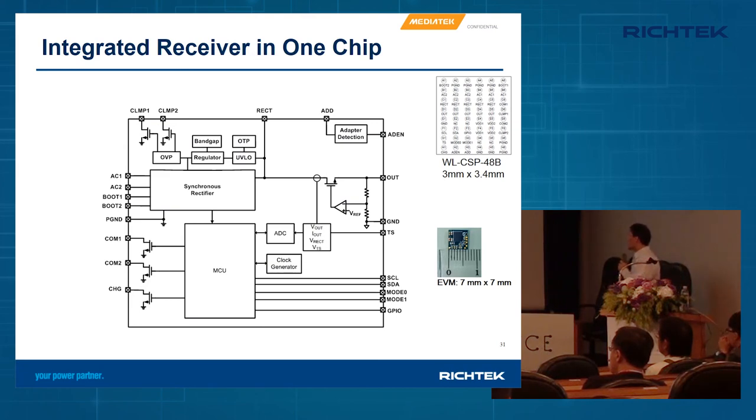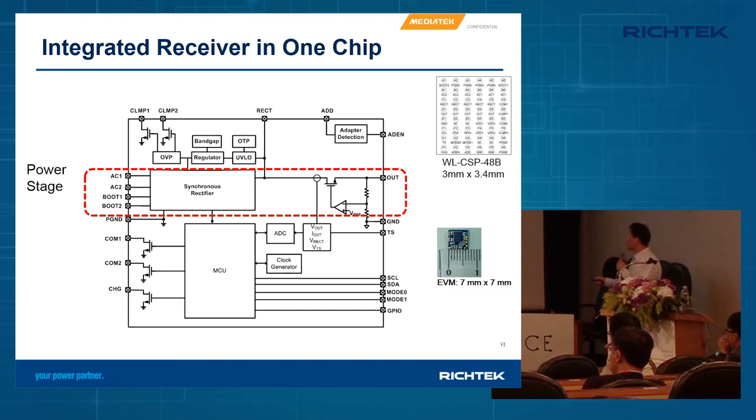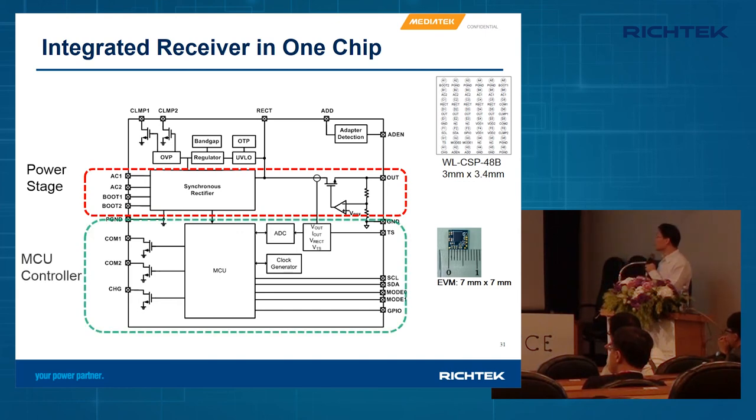For the function block of this chip, the package is very small, it's a CSP package, 3x3.4 mm. You can build it in a small PCB of 7x7 mm. This block shows the power stage with the rectifier and the voltage regulator, and this one here is the MCU controller with the interface and the protection function.